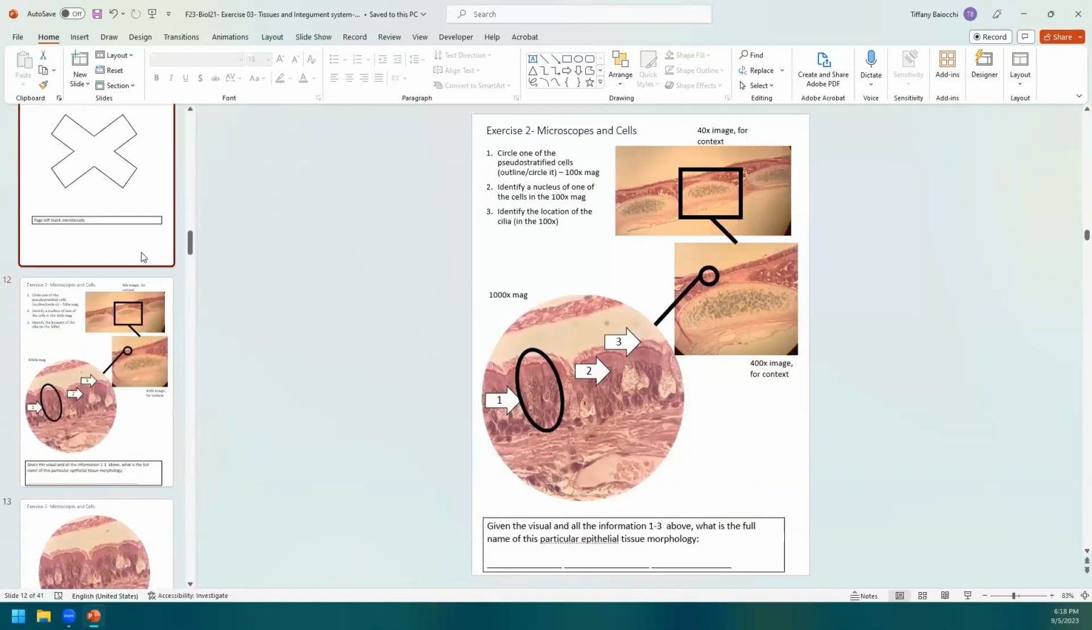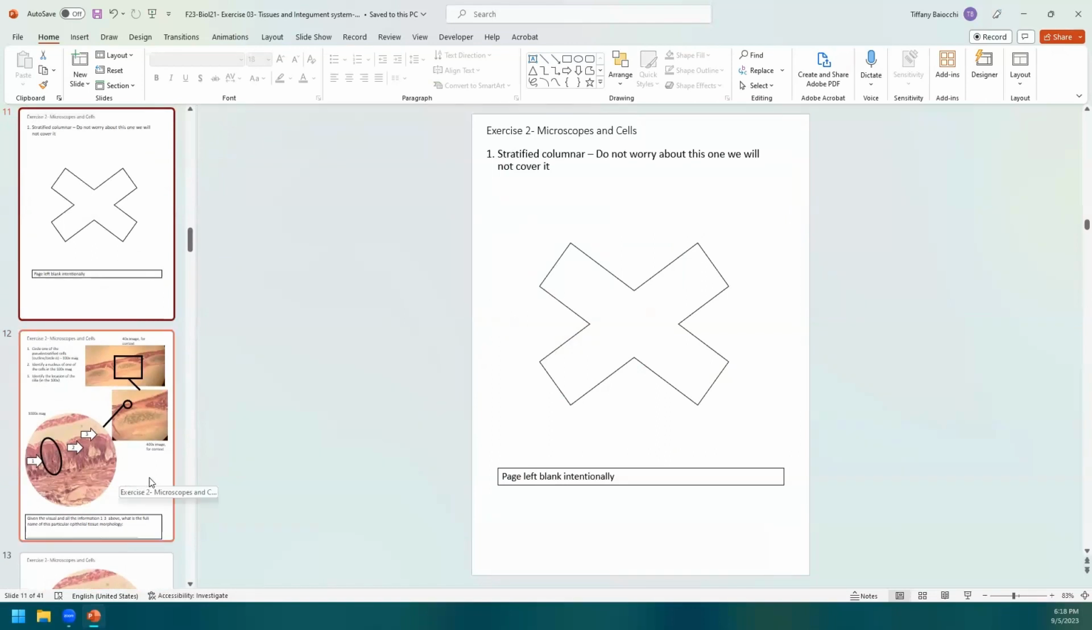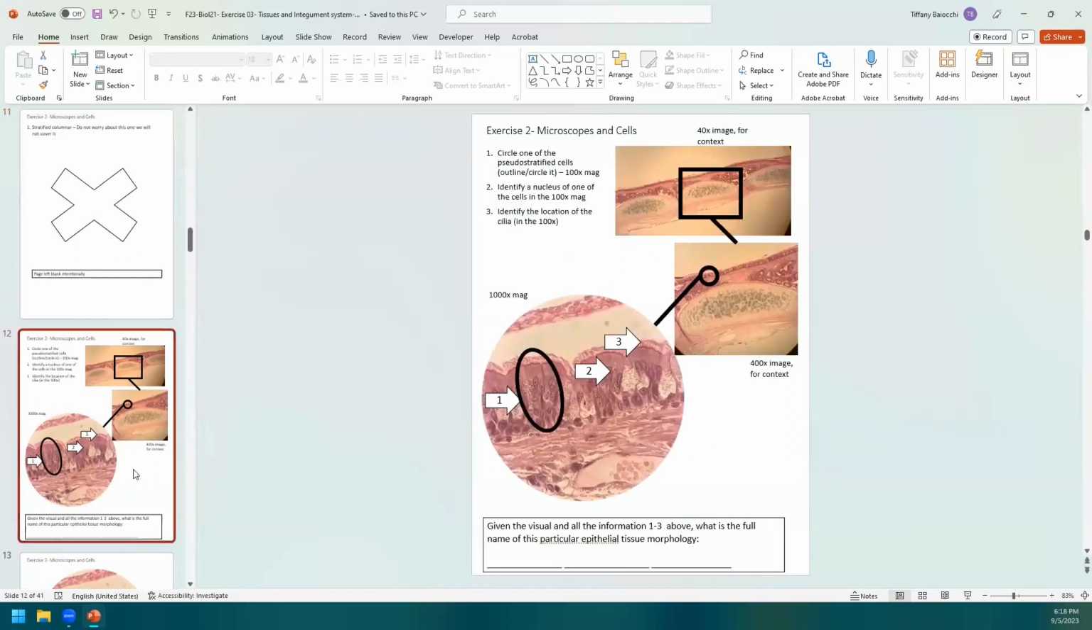Moving on, don't worry about stratified columnar. We're not dealing with that one, but we are dealing with pseudostratified columnar. In particular, this one has cilia on top, so this is ciliated pseudostratified columnar cells, called pseudostratified because it looks like they're stratified. It looks like there are multiple layers here, but really it's just oddly shaped cells where one has its nucleus up high and the next one has its nucleus down low. Because they place their nuclei at different levels, it winds up looking stratified even though it's not.